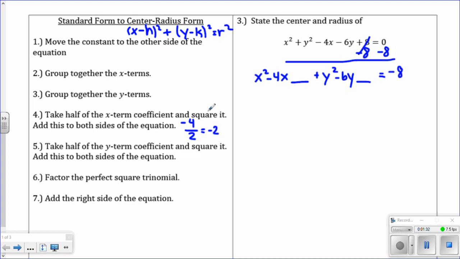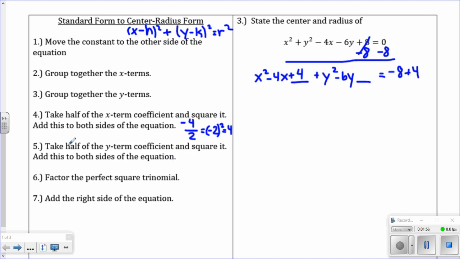And then it says to square it. Well, when I square a negative, I get a positive. So a negative 2 squared is a positive 4. And it next says to add this to both sides of the equation. So this plus 4, I'm going to put it here on my space. I'm also going to add it to the other side of the equation because whatever you do to one side, you have to do to the other side, right? Balance it out.